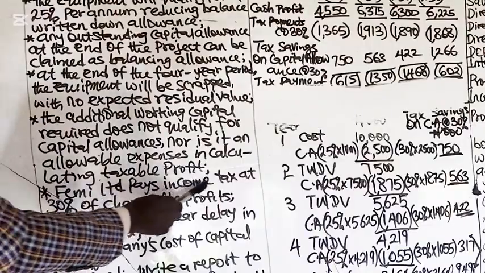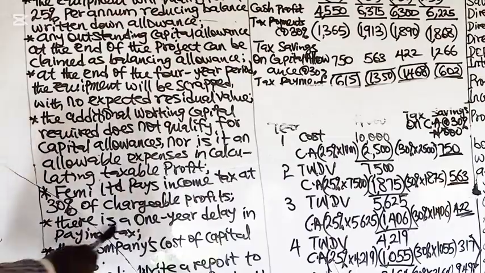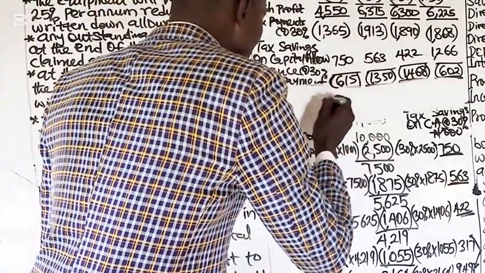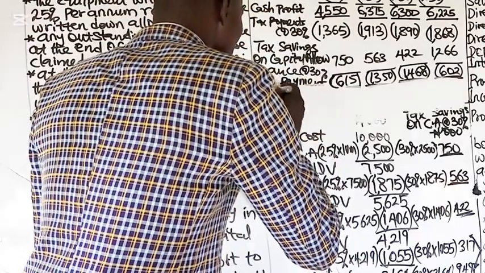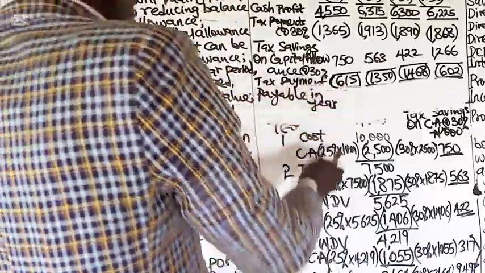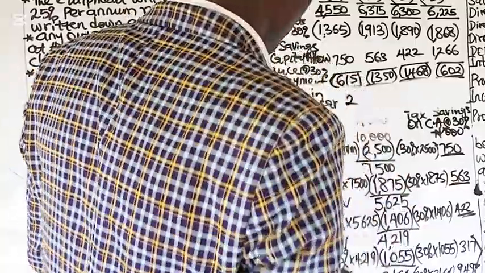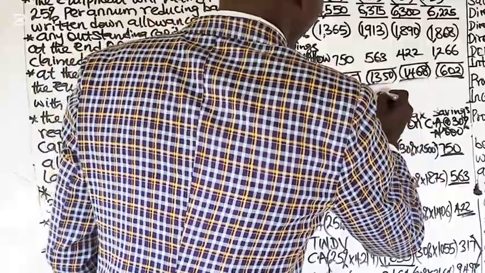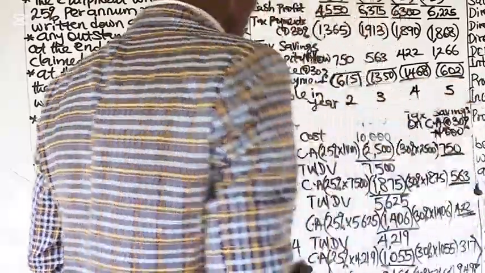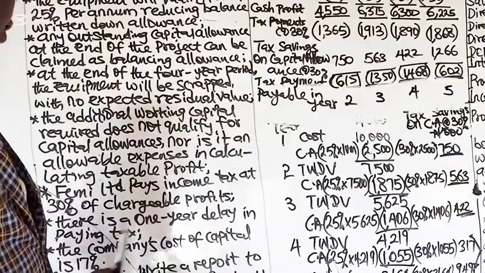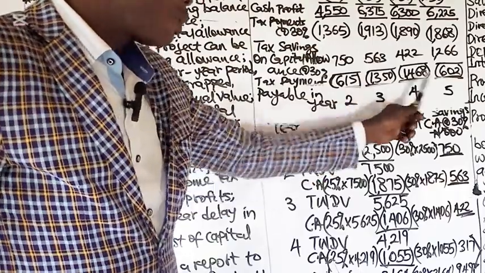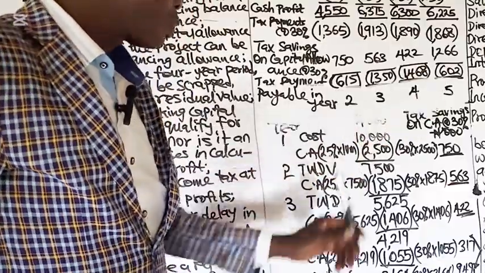So I've been told Firming Limited pays income tax at 30% of chargeable profits. There is a 1-year delay in paying tax. If the payment of tax is delayed by 1 year, that means the tax you have in year 1 will be paid in year 2. The one for year 2 will be paid in year 3, and the one for year 3 will be paid in year 4, and the tax in year 4 will be paid in year 5. That is, the tax is payable a year in arrear. So that is why you have it in this order: year 2, 3, 4, 5. No tax will be paid in year 1.